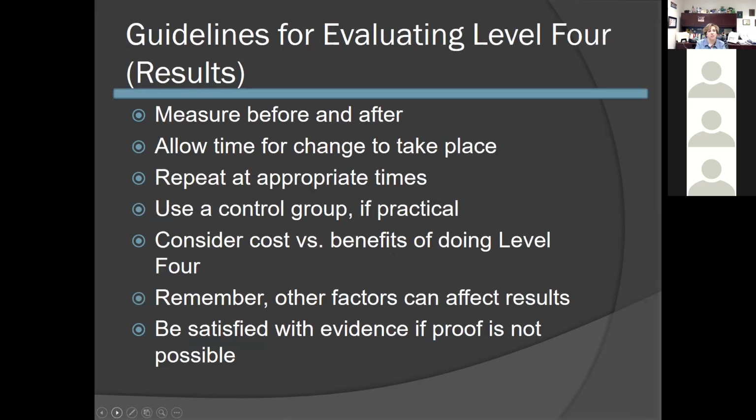And then some guidelines: you want to measure before and after. If you can use a control group, again, control groups pretty much in our world are non-existent.